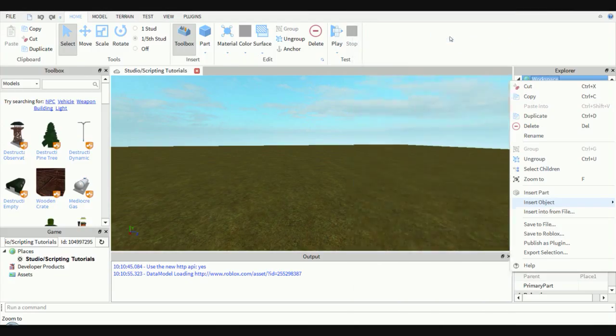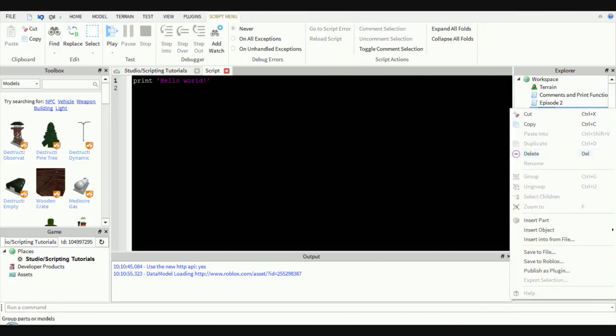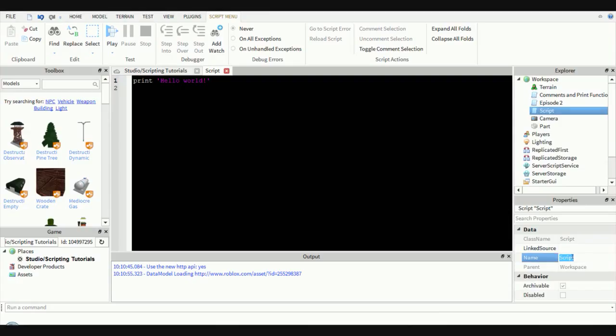Yeah, so let's create a new script. I'm going to rename it as math and functions. And don't get mixed up with the other kind of functions. I meant like preset functions, I guess, or whatever.